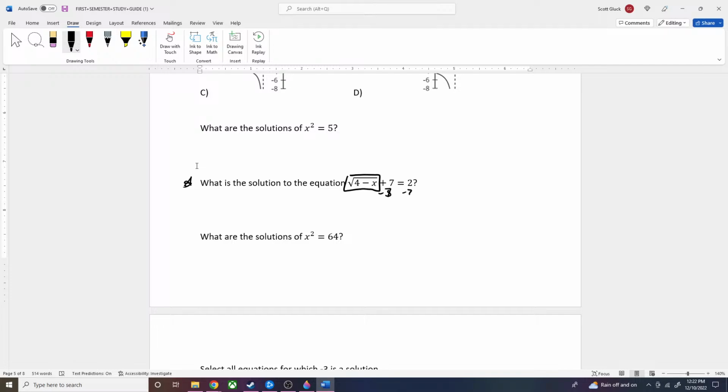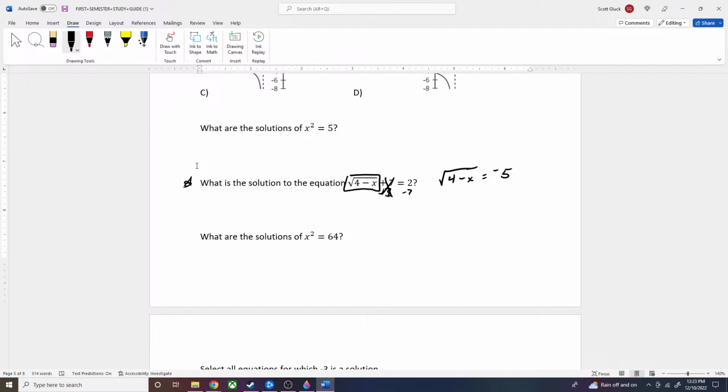But because the exponent is tied up in the square root, we have to resolve everything outside of that square root before we can do anything with that. So we subtract 7 from both sides of the equation. That cancels this out here, leaves us with the square root of 4 minus x equals negative 5. And we are done right there.